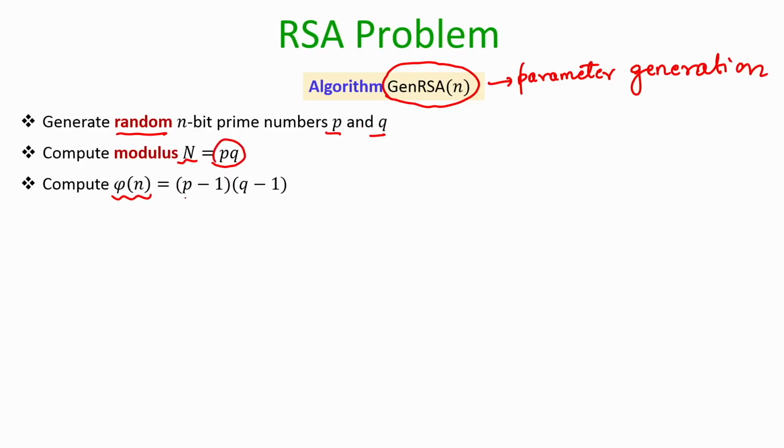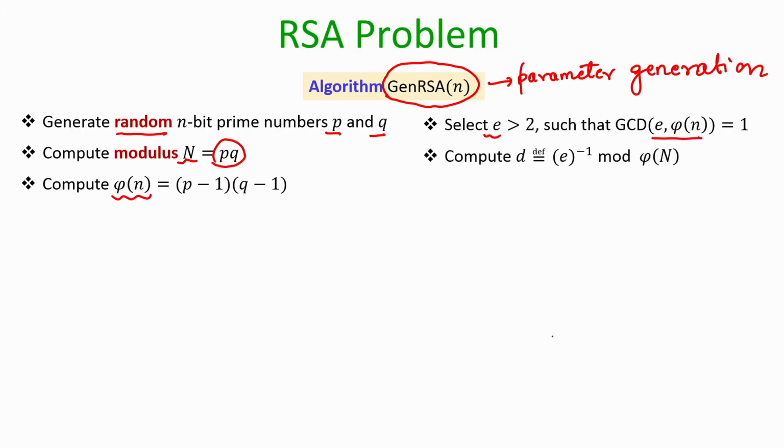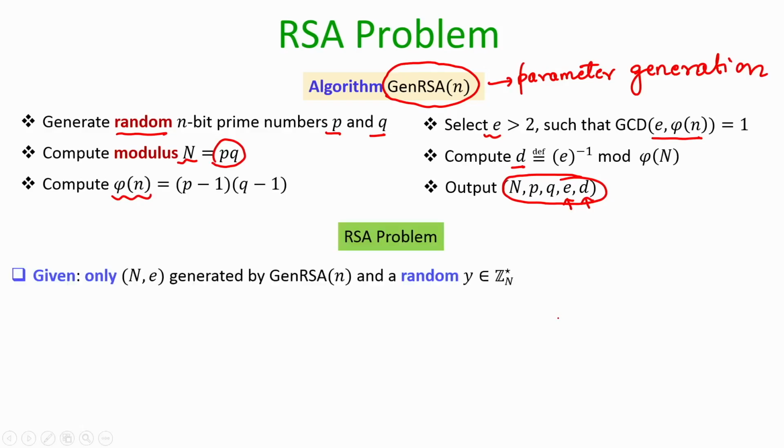If p and q are distinct, the value of phi of n will be the product of p minus 1 and q minus 1. We will pick an exponent e which is co-prime to phi of n, and since e is co-prime to phi of n, we will be able to compute its multiplicative inverse modulo phi of n by running the extended Euclid's algorithm. And finally, the output of this parameter generation algorithm is the modulus, the prime factors of the modulus, the public exponent e and the secret exponent d. What do I mean by public and secret? It will be clear soon.